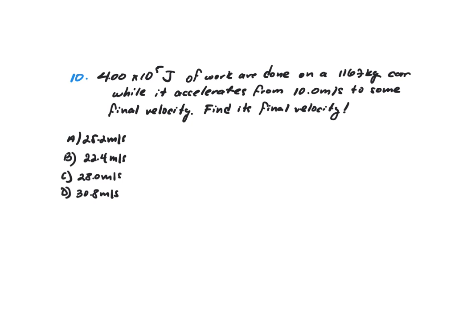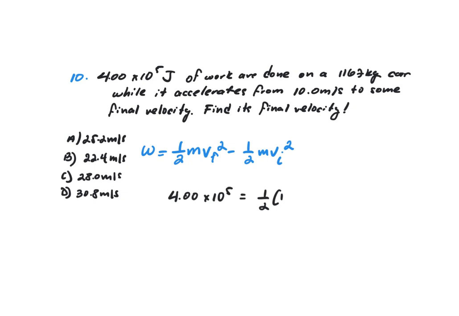So we're going to use the kinetic energy equation, or the work-energy equation. It's going to be one half m v final squared minus one half m v initial squared is the work. So we have 4.00 times 10 to the fifth equals one half times the mass, 1,167, times v final squared minus the initial squared.